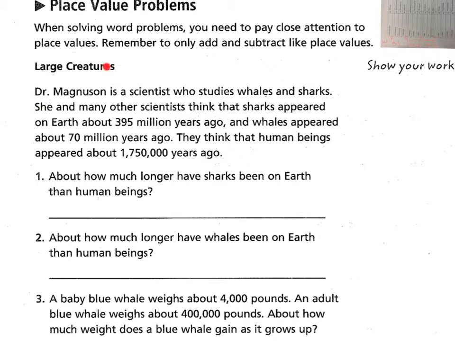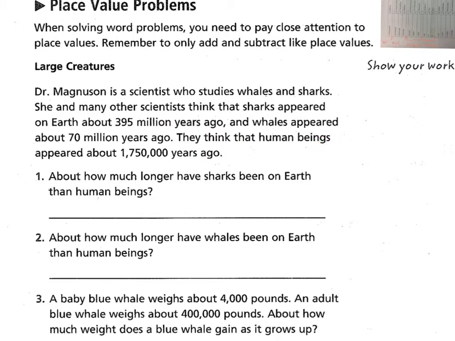Large creatures. There's my heading. Dr. Magnuson is a scientist who studies whales and sharks. Well, those are large creatures. That's why it's about that. She and many other scientists think that sharks appeared on Earth about 395 million years ago, and whales appeared about 70 million years ago. They think that human beings appeared about, I got to figure out how to read this number. So there's my ones, thousands, millions. All right, so this is 1,750,000 years ago.